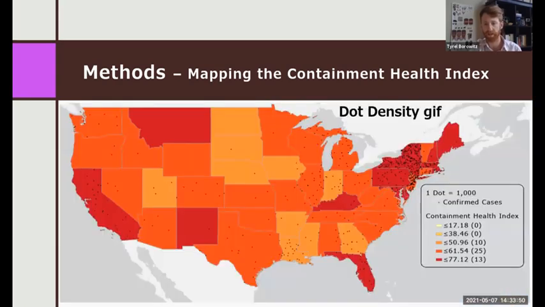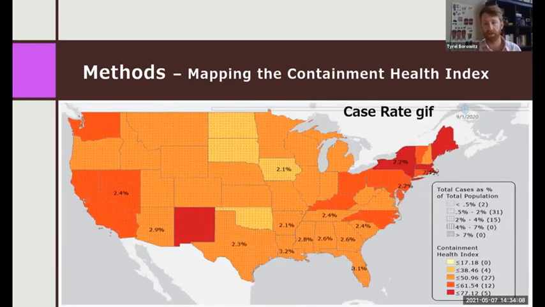So the first visualization I made was this dot density GIF. I made it into a GIF. And basically there's a dot density showing confirmed cases, 1,000 confirmed cases for each dot over a choropleth map showing the Containment Health Index for each state. And the second one I did was a case rate GIF, which shows the case rates of each state, and that's just total number of cases divided by the total population of each state. And so that's like a transparent dot pattern that gets denser as the case rate gets higher, and the labels only appear if the case rate's over 2% with the same choropleth map underneath that.